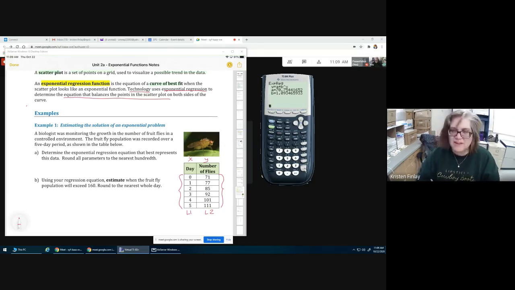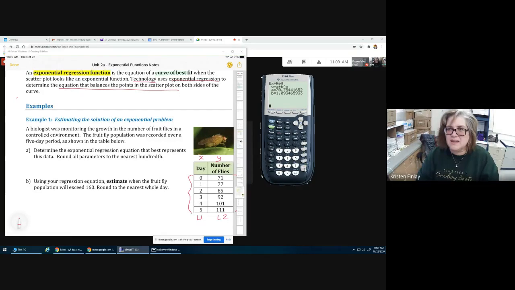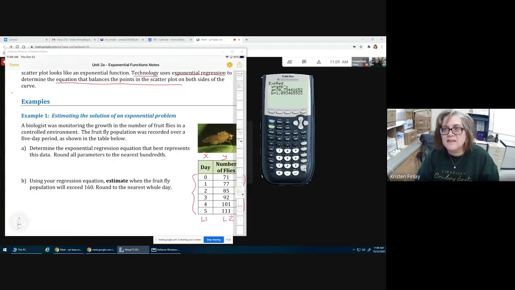Now here it has our y values and our y is equal to a times b to the x. A is 70.754, and so on. B is 1.0934, and so on. And we're rounding to the nearest hundredths. So we're going to get y is equal to 70.75 times 1.09 to the x. So I've rounded to the hundredth there.